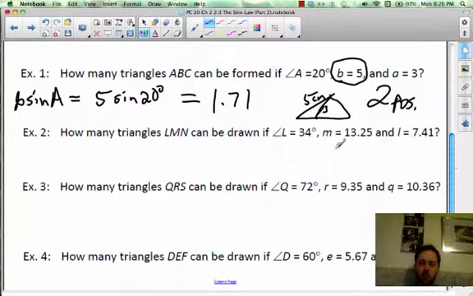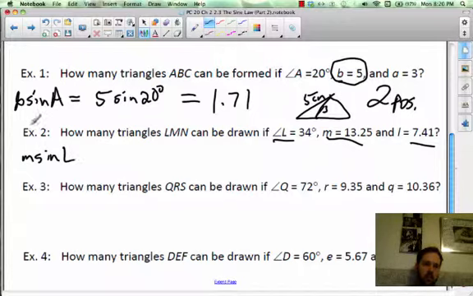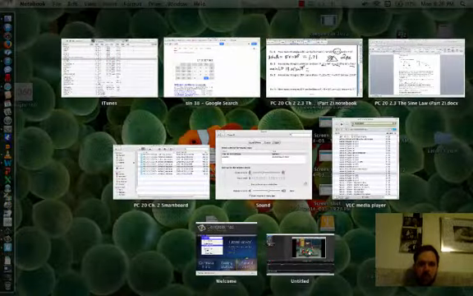How many triangles can be drawn in this case? Now, all they've done is change the letters that we use. So we still have L and its opposite side. Okay, so let's figure this out. This will be M sine L. So M sine L is equivalent to B sine A. And this will be 13.25 sine 34. And I think you're going to see why we chose these numbers.